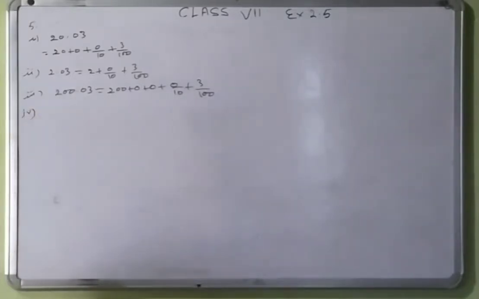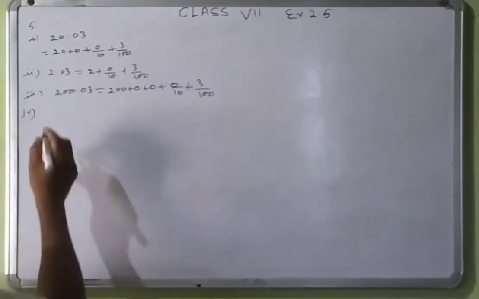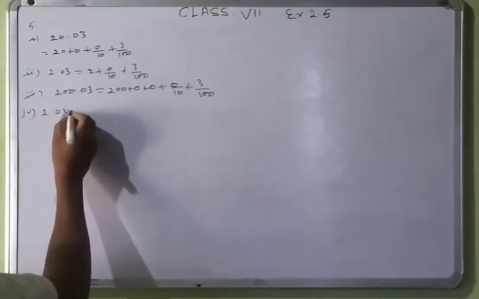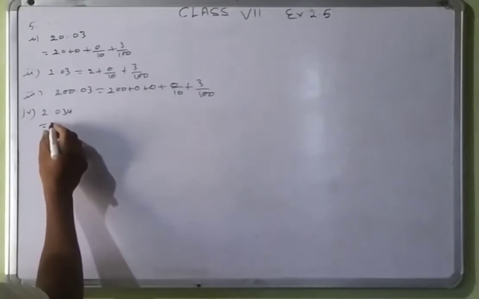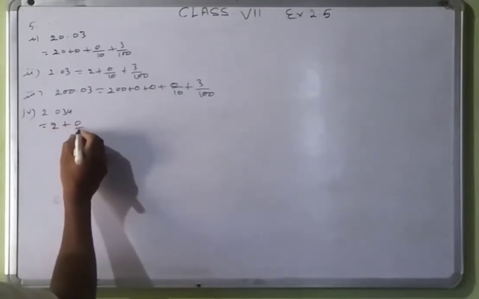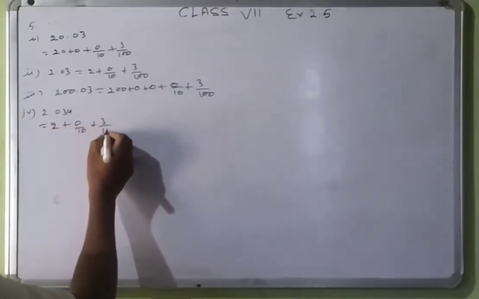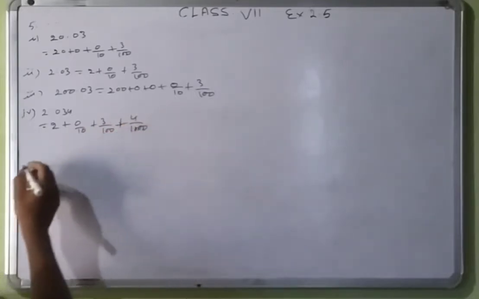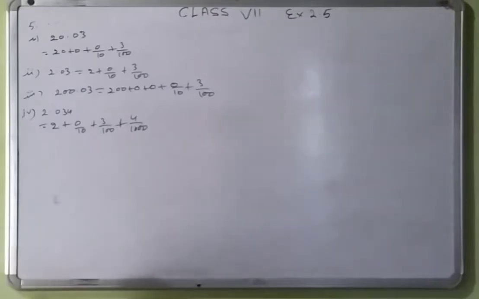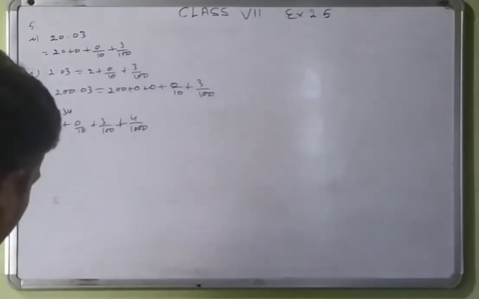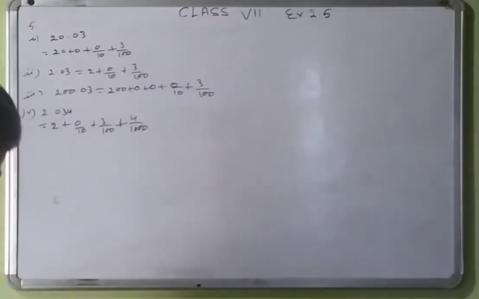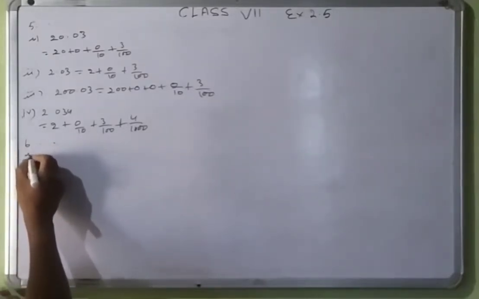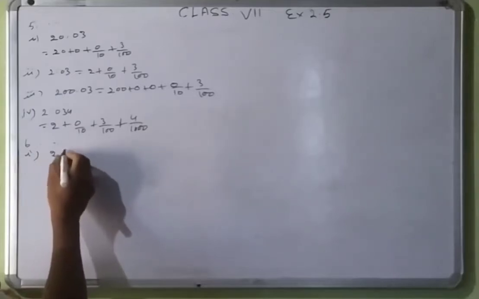Fourth part is 2.034, which is equal to 2 plus 0 upon 10 plus 3 upon 100 plus 4 upon 1000. And then question number 6, write the place value of 2 in the following decimal numbers. Place value of 2 in 2.56.